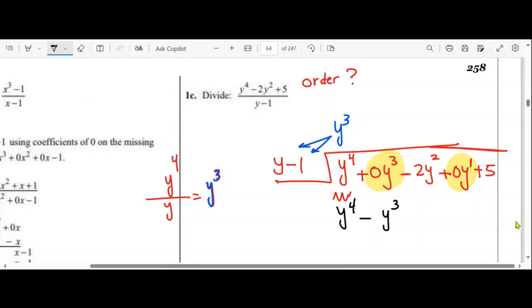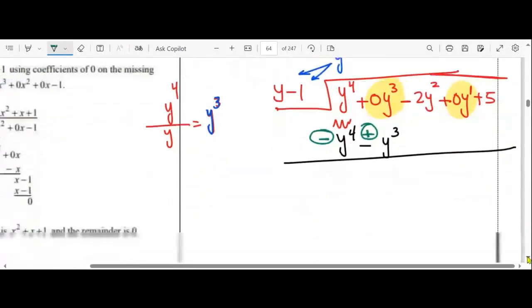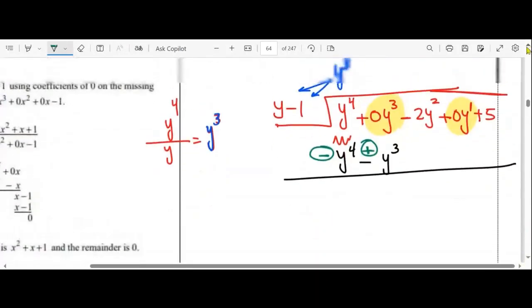And what's the first step? Yeah, Muhammad. Change the sign. So this becomes negative. And this becomes positive. So what should I do now? This y to the power 4 becomes 0 and this becomes 2y to the power of 3. And then you bring down negative 2y squared, correct?